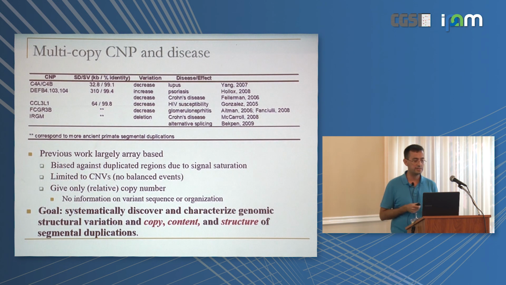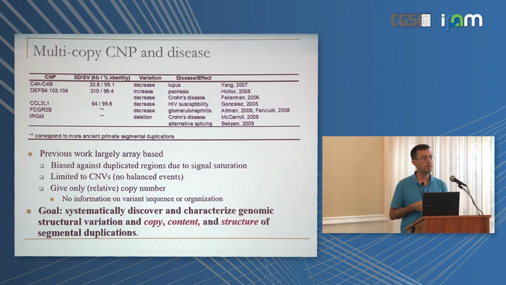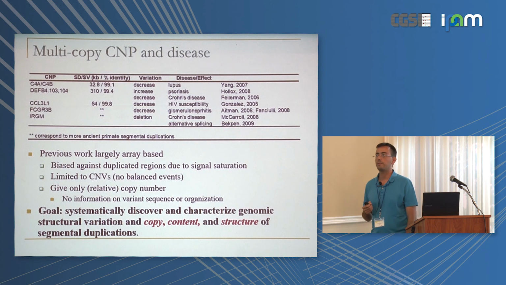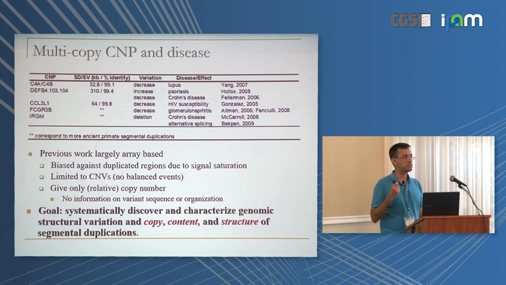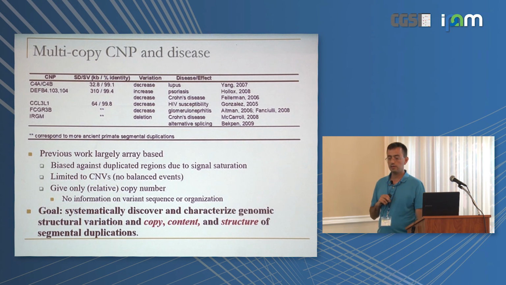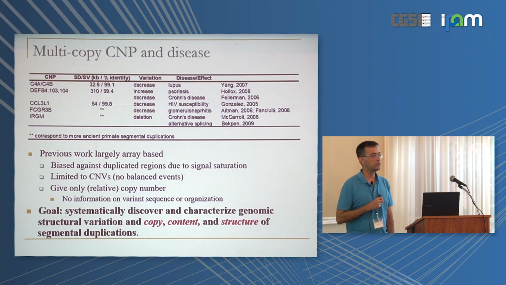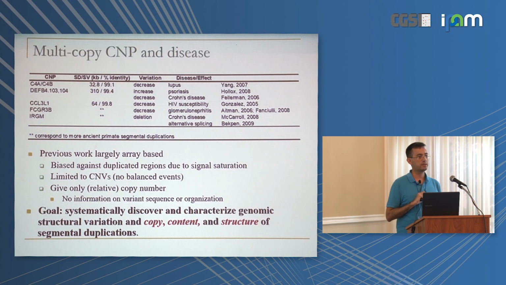And we have other examples, such as the decrease in the CCL3L1 gene increases HIV susceptibility, and an increase in the CCL3L1 gene copy number shows better resistance to HIV. Previously this work has been array-based, but with the introduction of next-gen sequencing technologies back in 2006, 2008, we started to look at those regions using these new tools.